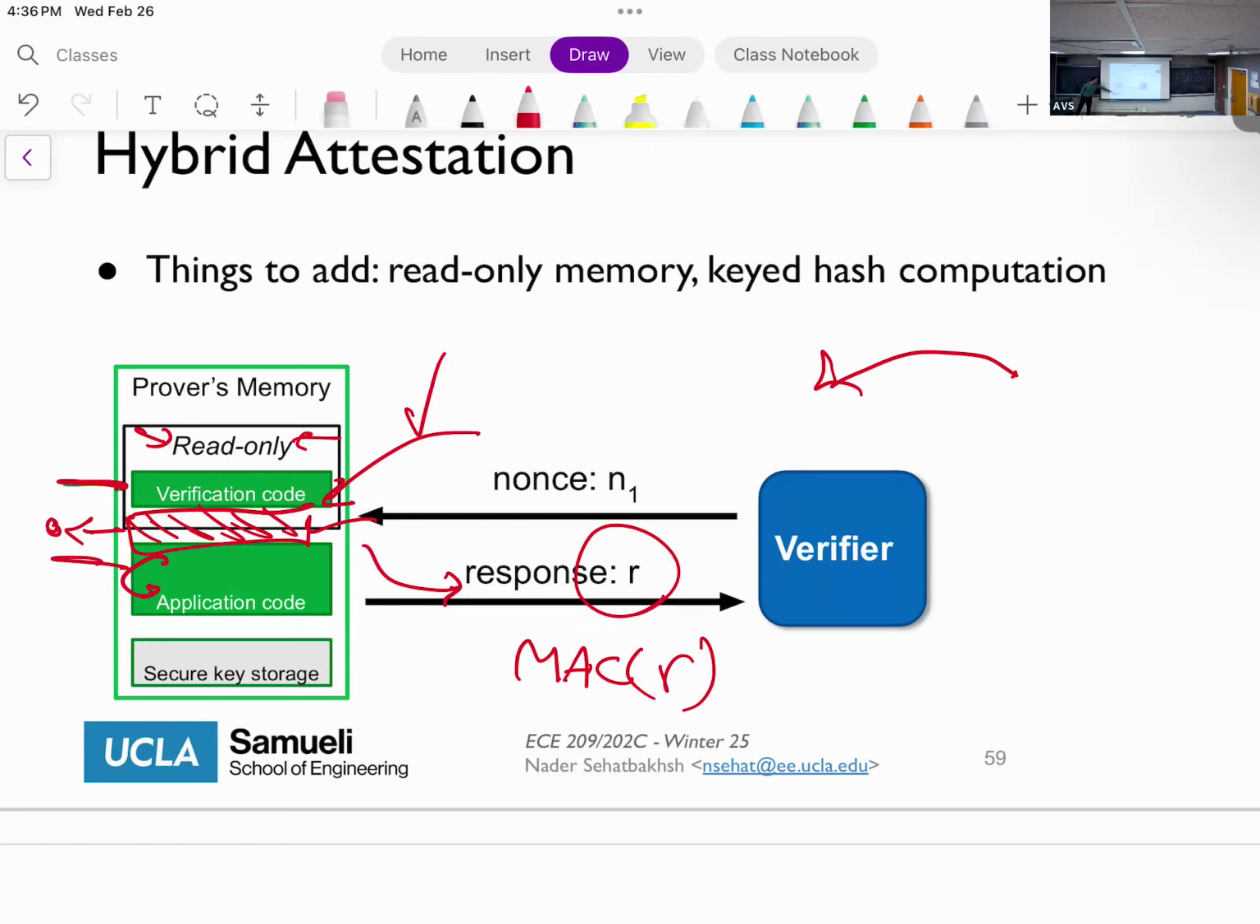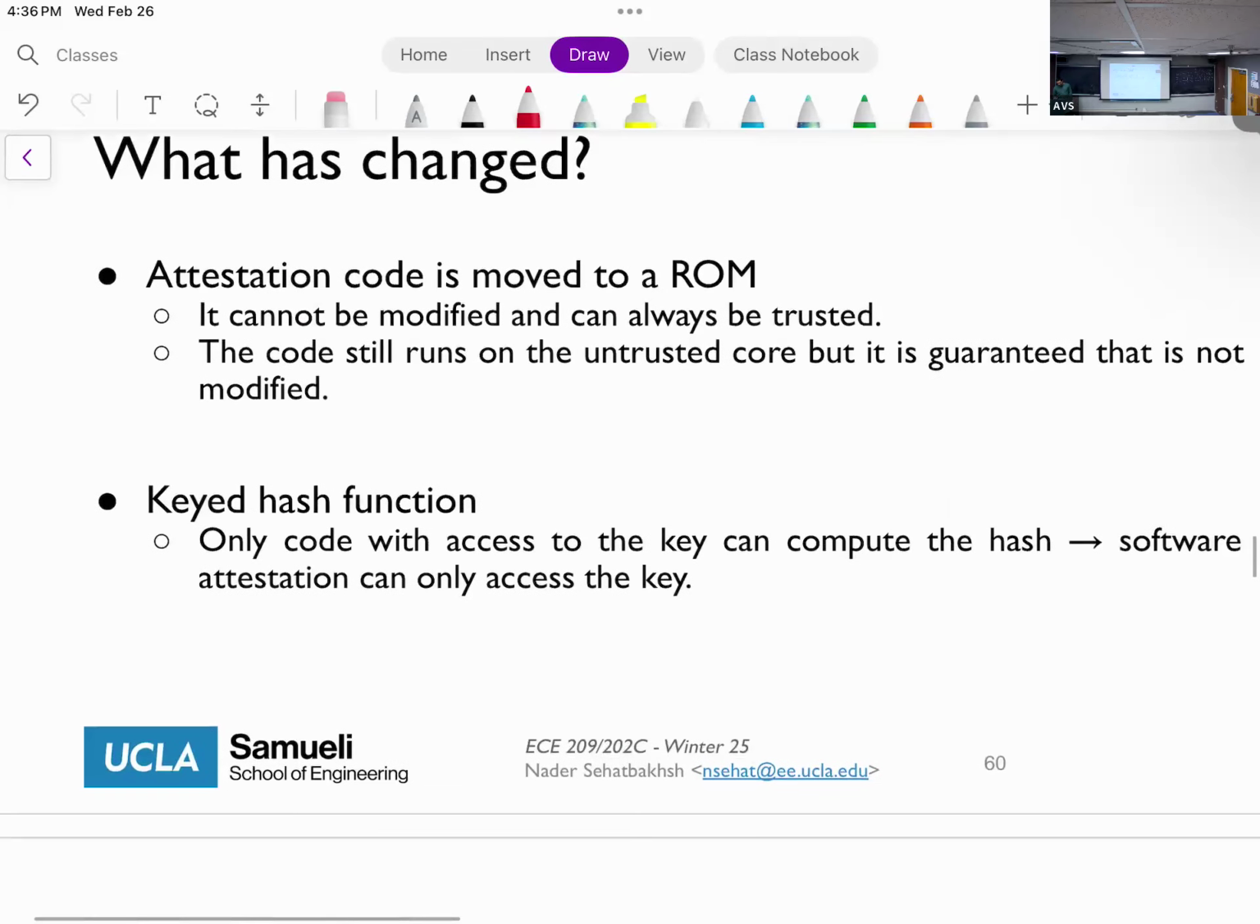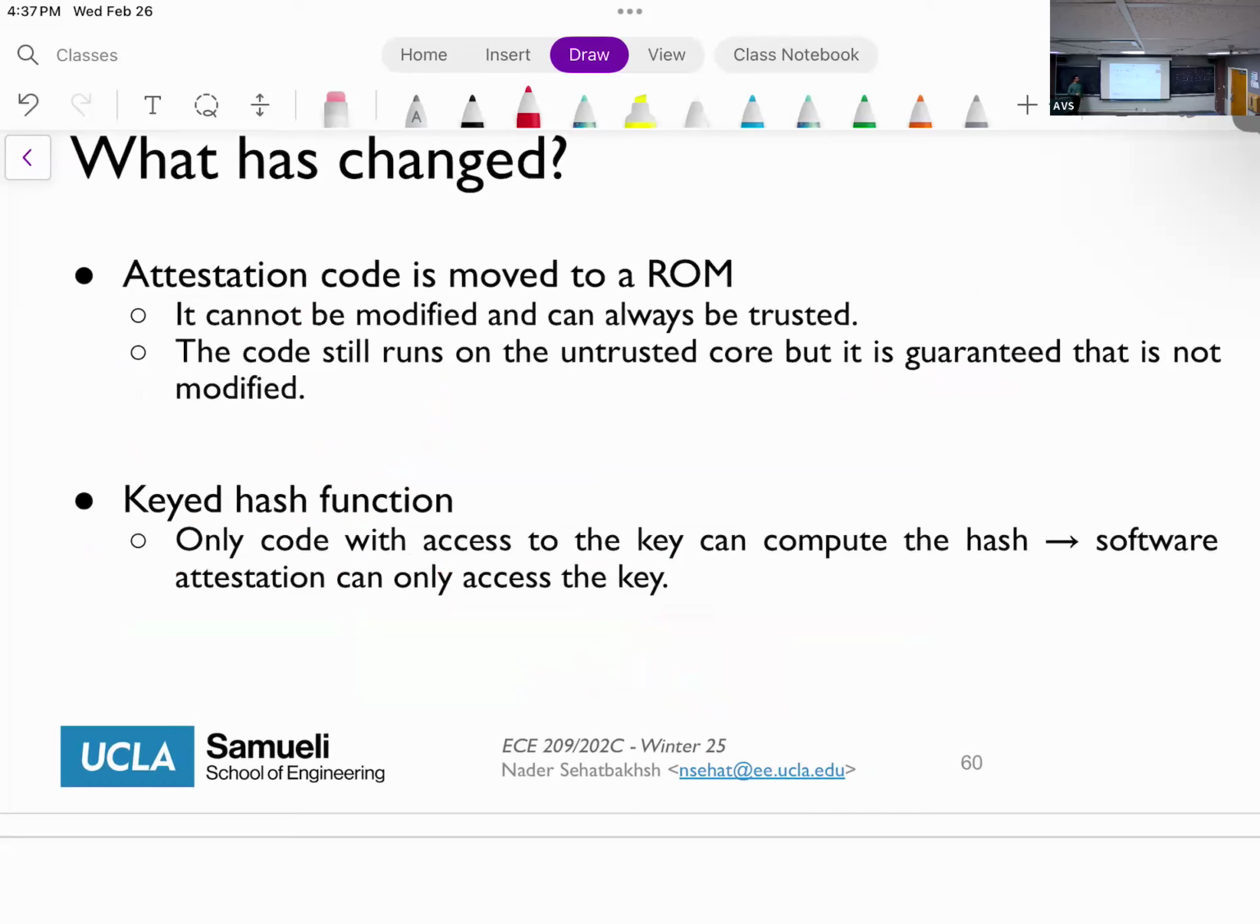So now I need a secure key, and my secure key also has to be stored somewhere that the adversary cannot access. These are the hardware supports that I need to add to the system. I'm moving the attestation code to a read-only memory, so I need some form of memory protection for my system, which means that the attestation code, the verification code, cannot be modified and can always be trusted. We can run it on a regular system. There's nothing secret about the attestation code. We just know that it cannot be modified. That's the main thing about the attestation code.